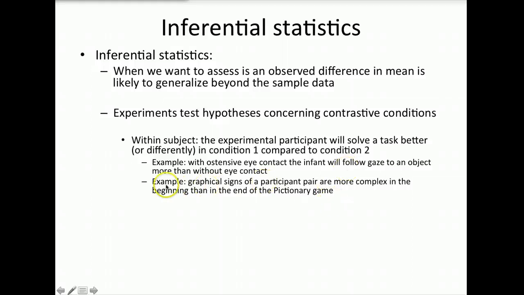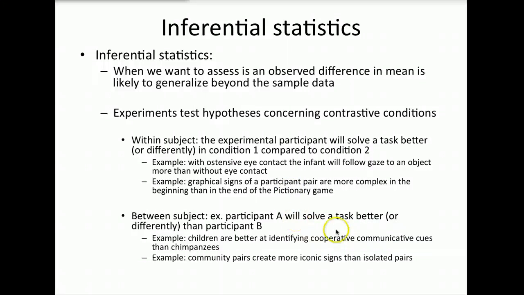We also have an example from the experiment on the graphical science of the Pictionary game, where we could compare, for instance, the sign systems that a participant evolved in round 1 to the sign systems that they evolved in round 2 of the game. And that would be a comparison within participant, or within, in this case, a dyad, or a pair of participants.